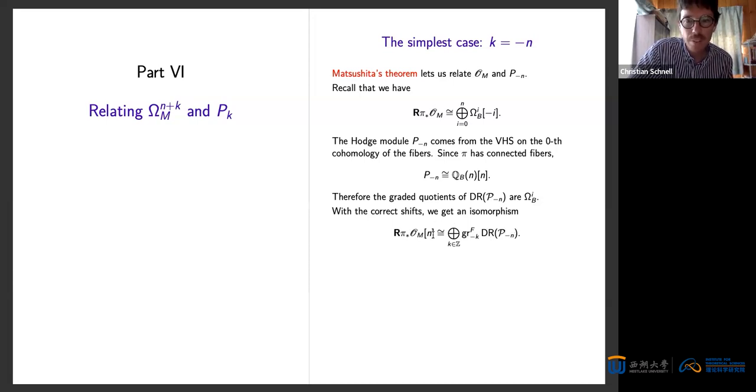And so you see now I have a formula that has O_M on the left-hand side. This is omega_M, where this k is minus n. I have that on the left-hand side, and I have my Hodge module P_{-n} on the right-hand side. And Matsushita is an isomorphism that relates those two things.